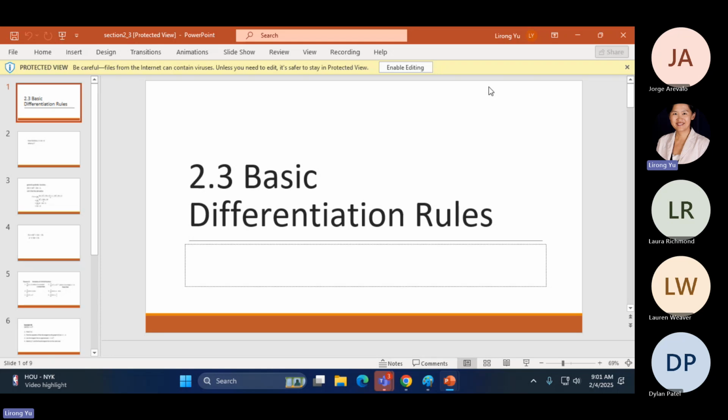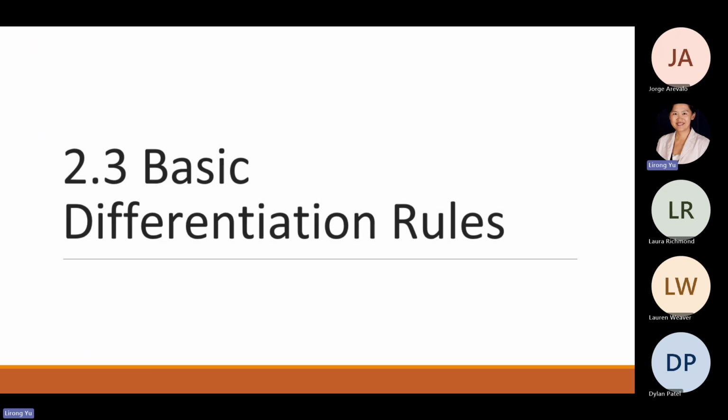These are the rules that we will keep coming back to and practicing over and over until it becomes really quick and easy as we practice more and more. So the title for 2.3 is basic differentiation rules, or derivatives of some common functions. We already know one of the rules. If you have a line, the slope of the line is the derivative value.